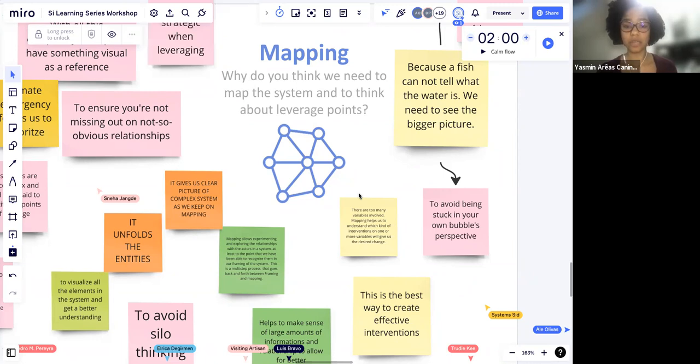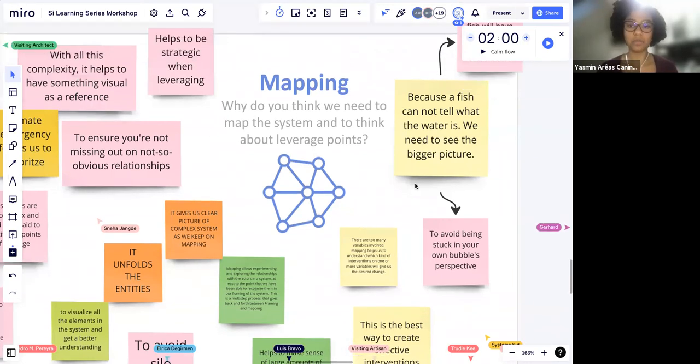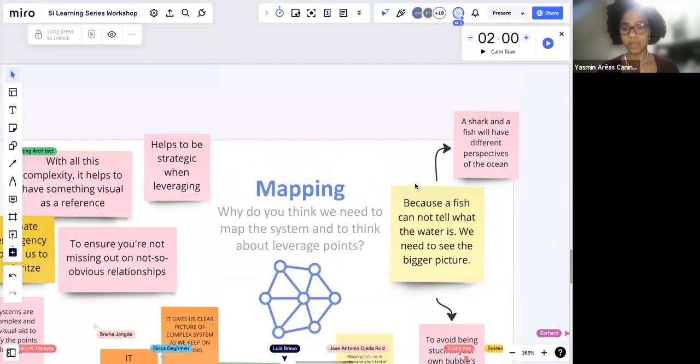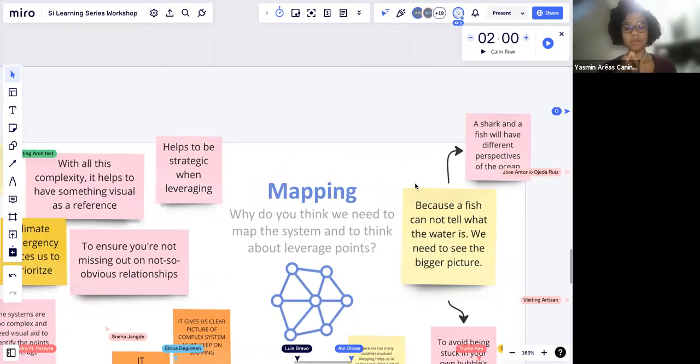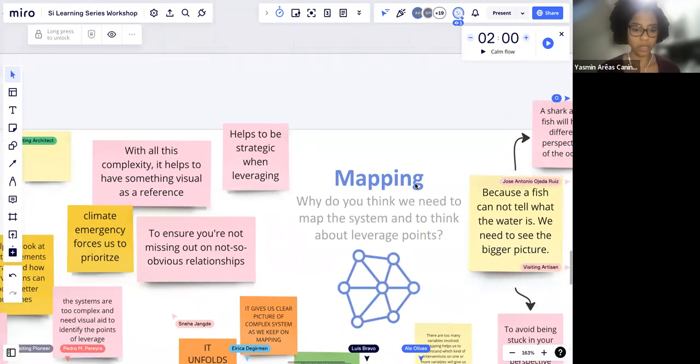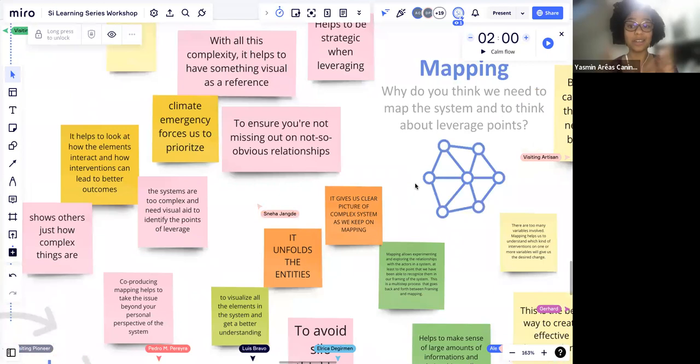Yeah, so here we're talking about this diversity, right? We need to bring other perspectives, other ways of looking at things together in order to have a better understanding of what we're dealing with. Though this complexity helps to have something visual as a reference. A lot of people talk about the visuals of mapping and how good it is to actually have something for you to see rather than just keeping to yourself.